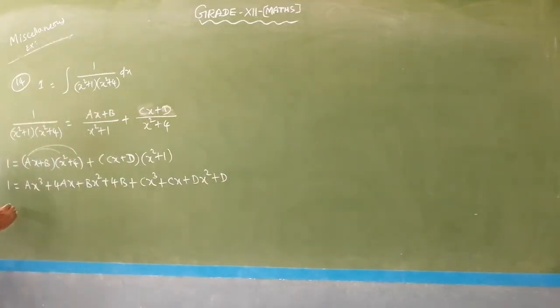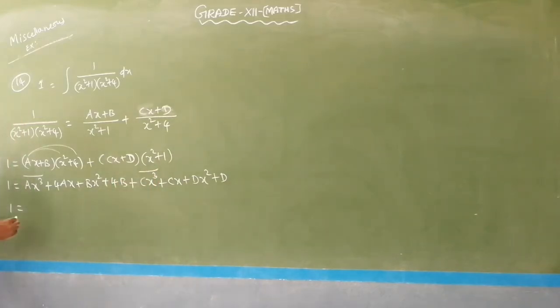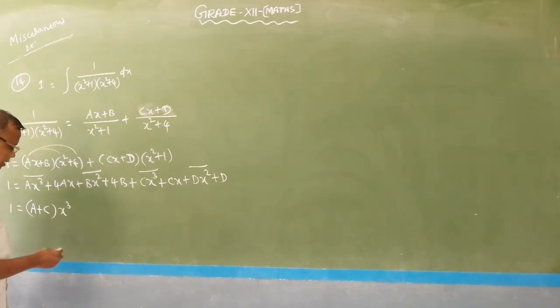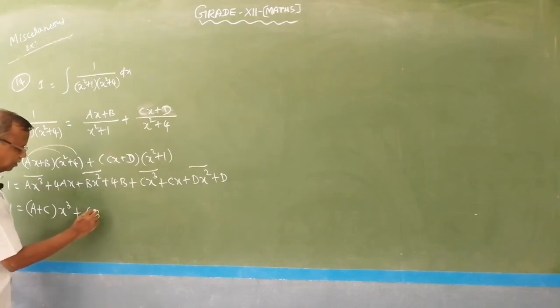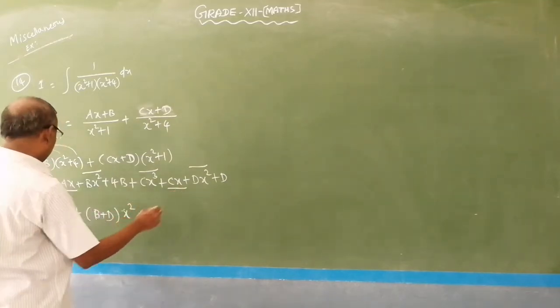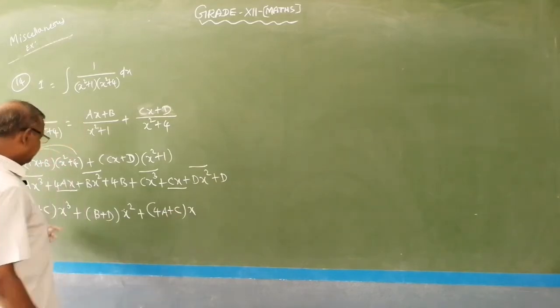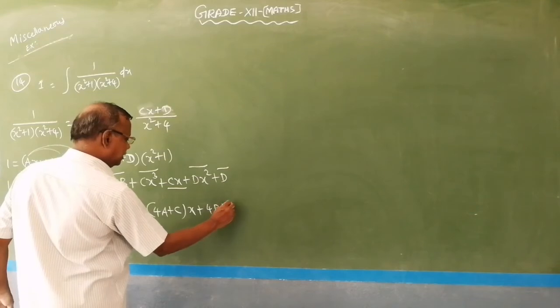Now, separating the terms with respect to power. This is a plus c into x cube, and there is the second order term, that is b plus d into x square, and the x terms, 4a plus c into x, and one more constant term, that is 4b plus d.